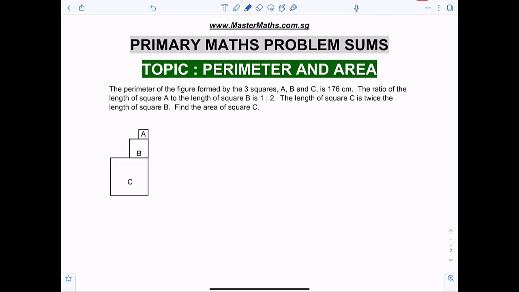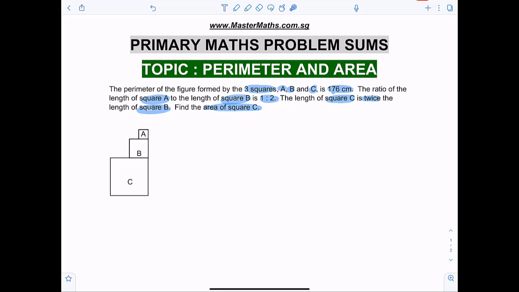The perimeter of the figure formed by the three squares A, B and C is 176 cm. The ratio of the length of square A to the length of square B is 1:2. The length of square C is twice the length of square B. Find the area of square C.